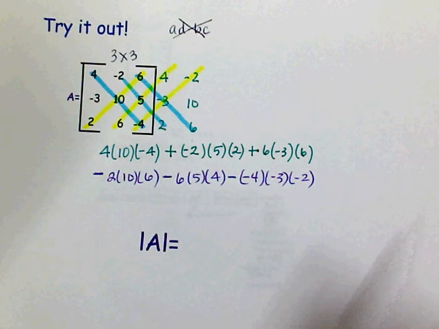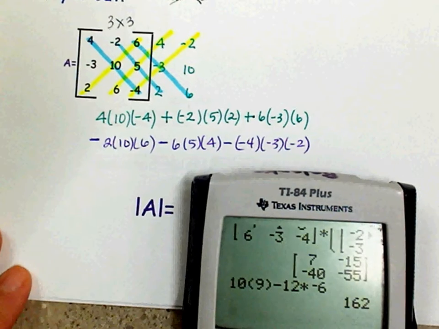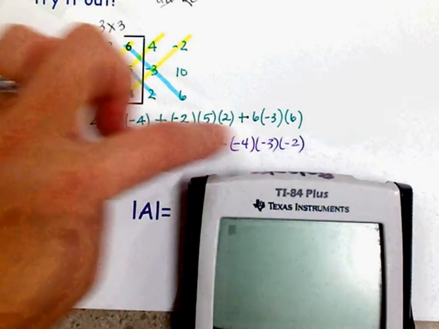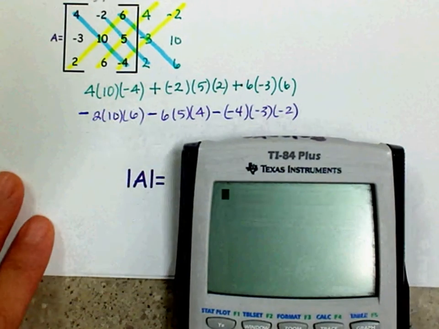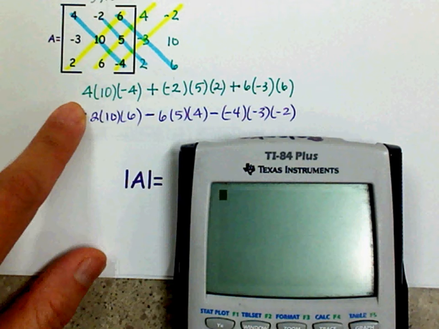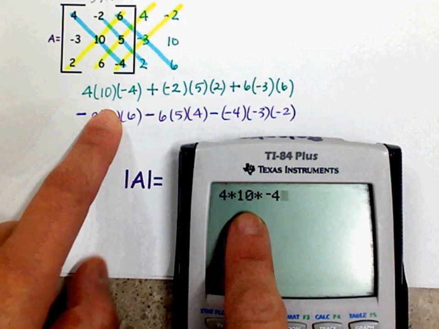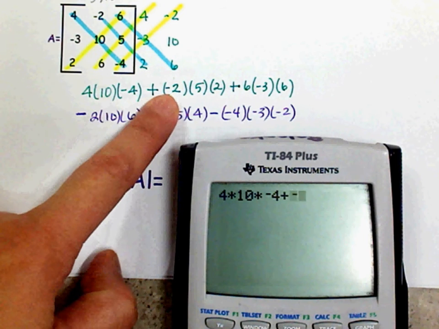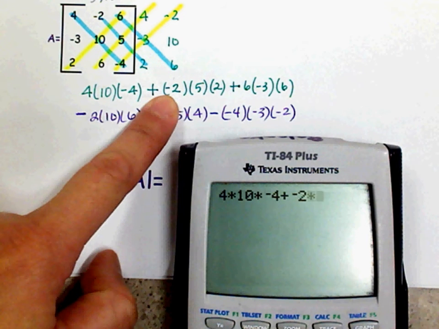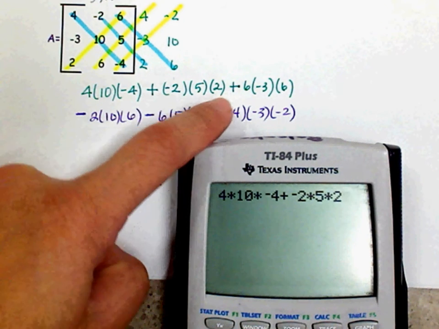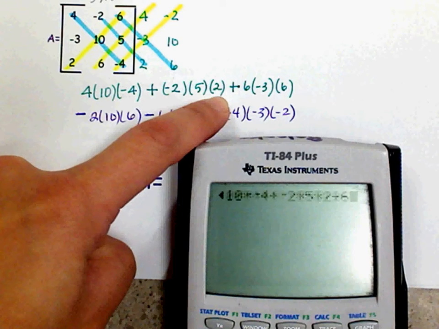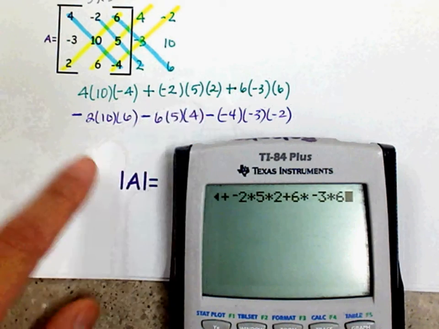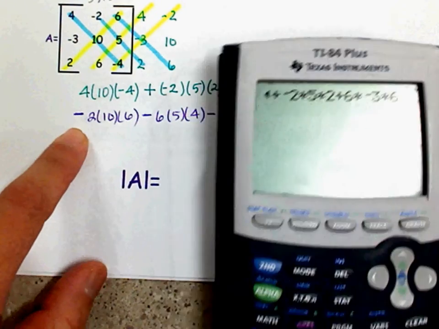And all you have to do is type that into the calculator. You guys ready? Remember, if you mess up one little number, the whole thing will be wrong. So be very careful. So 4 times 10 times negative 4. I didn't even do parentheses. Notice I just typed multiplication. Plus negative 2 times 5 times 2 plus 6 times negative 3 times 6 minus, okay, here's your minus right here.